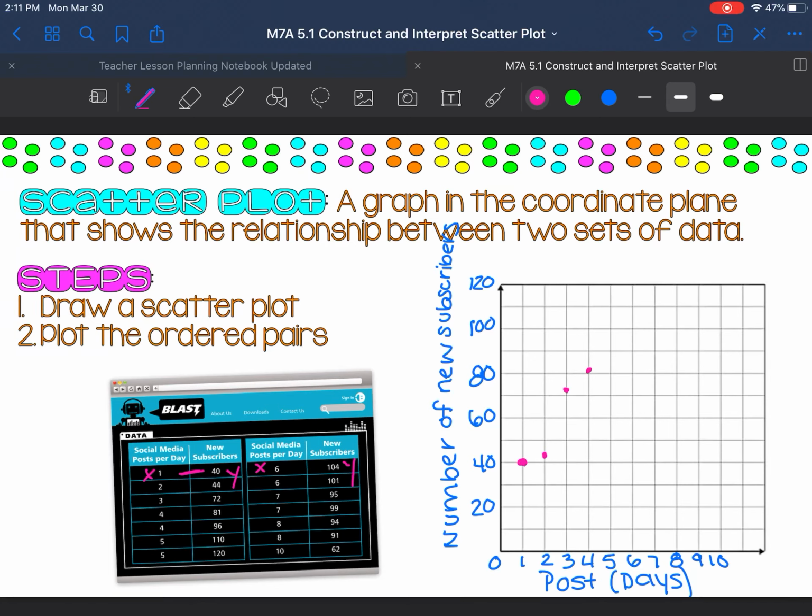4 then to 96. So this middle line is 90. We'll say 96 right about there. 5 is 110, which is right there, that middle line. 5, we also have 120. Okay, make sure you can see those dots though.